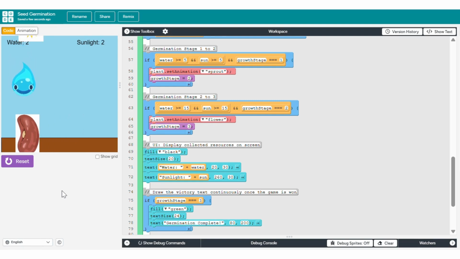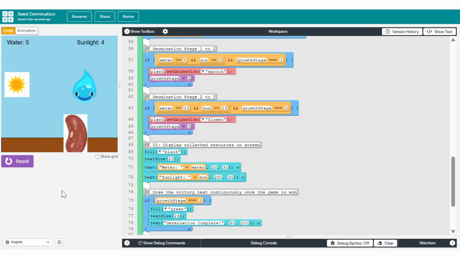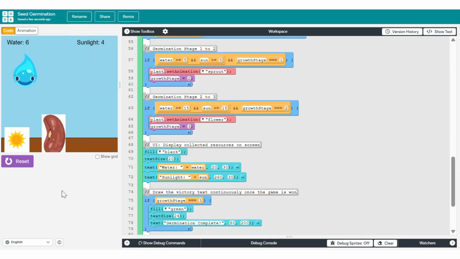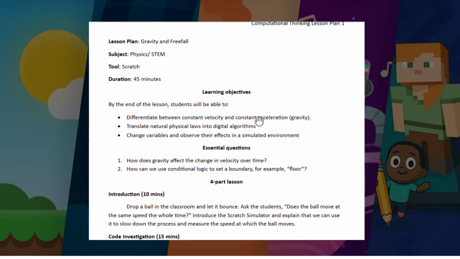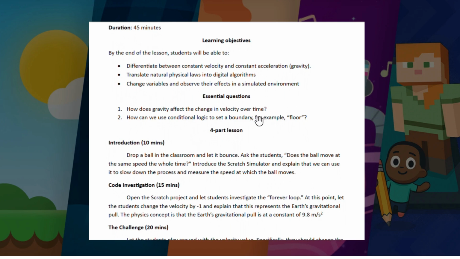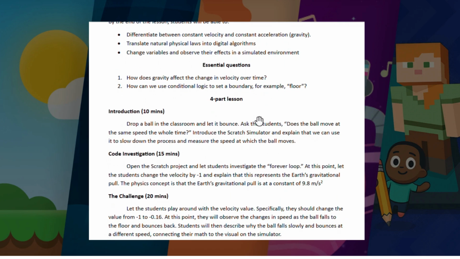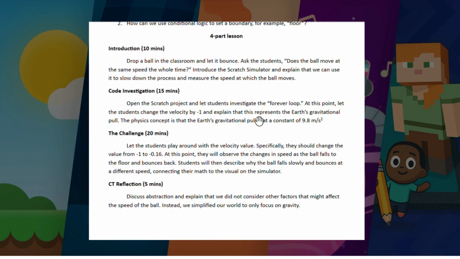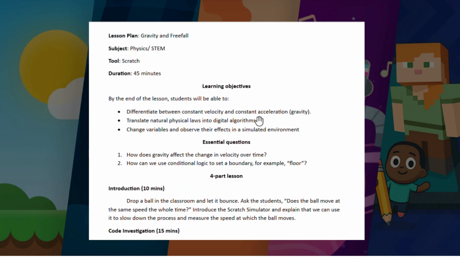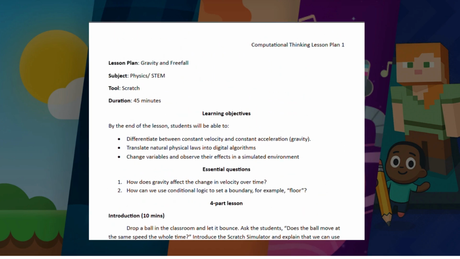This connects directly to my lesson plan on environmental factors, where students must code the ideal conditions for a plant to survive. Both of these projects demonstrate how computational thinking is not just about coding. It is a way of solving problems and modeling the world around us.